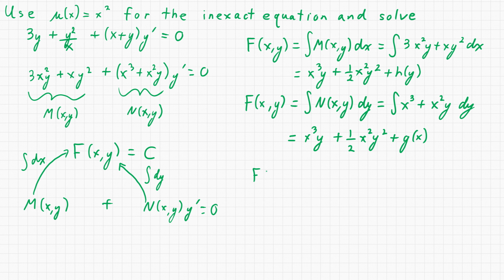So this function, f of x comma y, is just x cubed y plus 1/2 x squared y squared equals a constant.